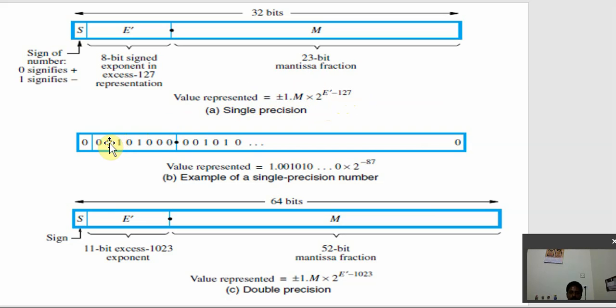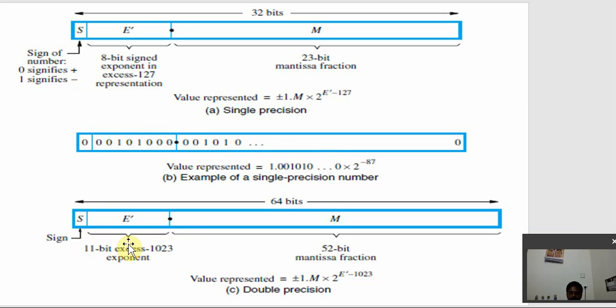Now for one example, the value represented here is 1.001...0 times 2 power minus 87. That has been represented as a positive value, so the bits are 0, 0, 0, 1, 1, 0, 0 and so on. This is an example of a single precision number, because it is a positive value and the sign bit is 0.